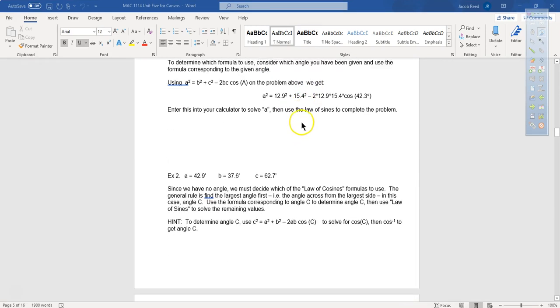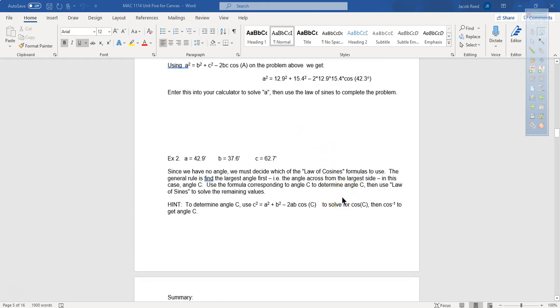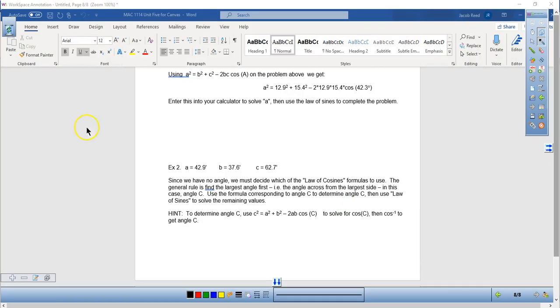Scrolling down, example 2. We can also use law of cosines in a little bit different way. What if we're only given side measures? Here's angle A, here's angle B, here's angle C. Across from A, we have 42.9. Across from B, 37.6. And across from C, 62.7.